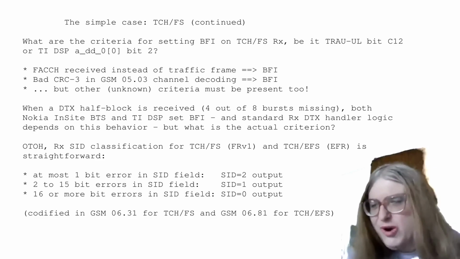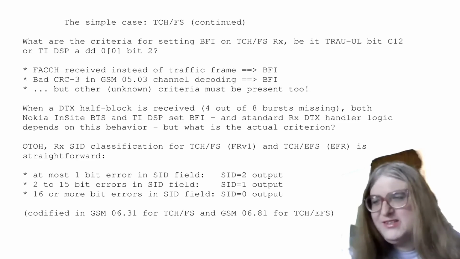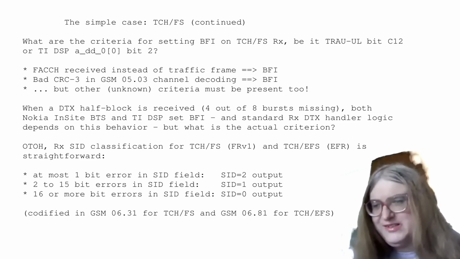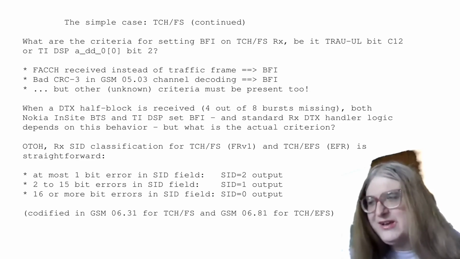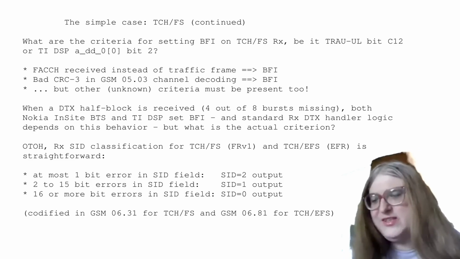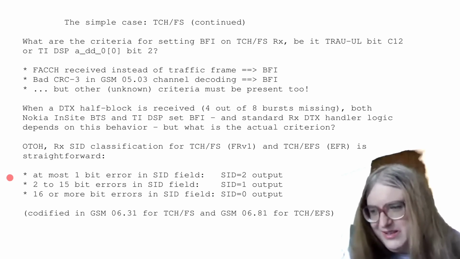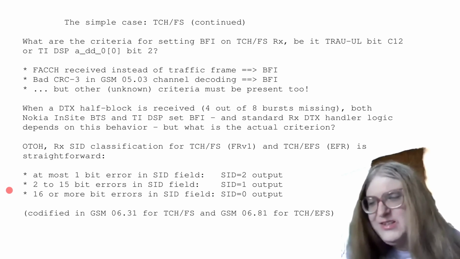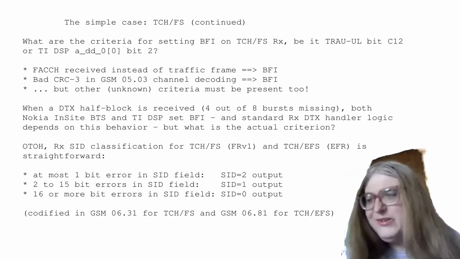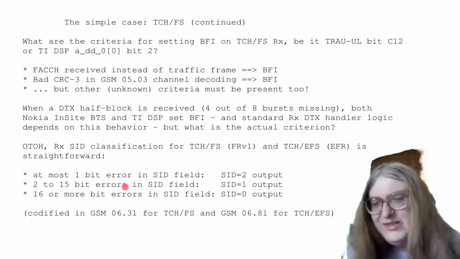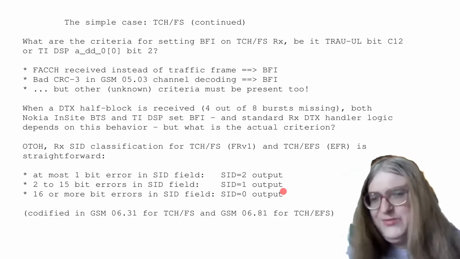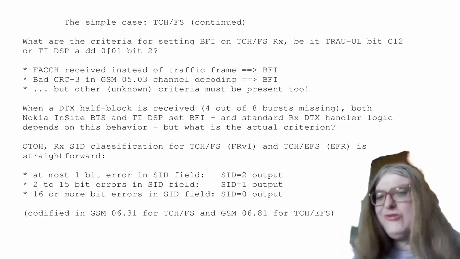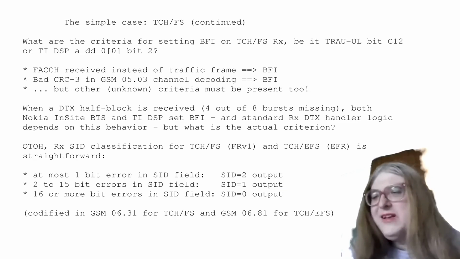So if you have a perfectly pristine SID, 0-bit errors, it's valid SID. If you have just 1-bit error, so out of the 95 bits of SID code word, just 1 bit is wrong, that's also a valid SID. Between 2 and 15 bits wrong, invalid SID. 16 or more bits don't agree with SID classification, then we say it's non-SID. That's just a regular speech. So these rules are prescribed in the spec.